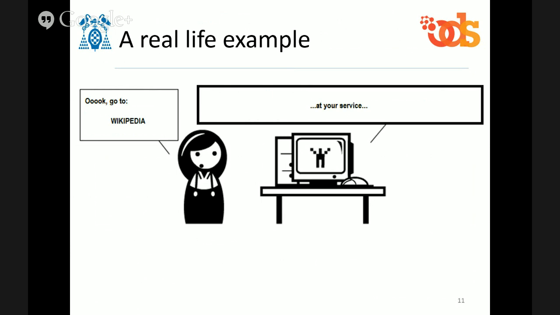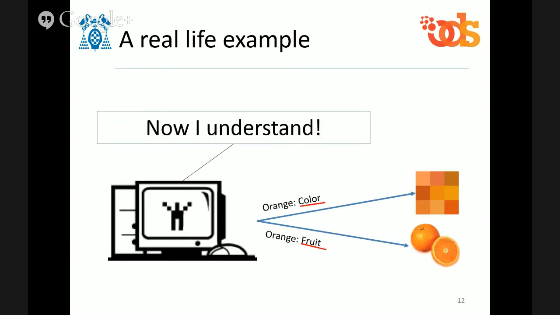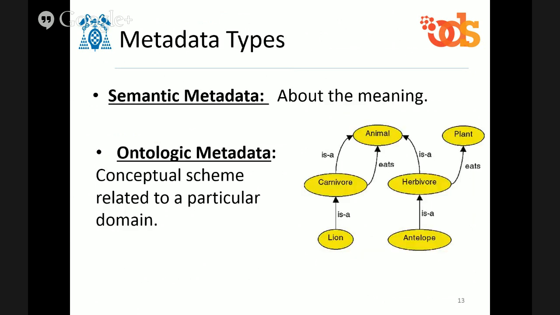What is happening here is that the system does not know the difference between the word orange as color, or the word orange as fruit. But if we find a way to tell our system that orange could be a color or could be a fruit, and to tell the system, okay, we are looking for orange, but orange as a fruit, which means using metadata, then the system will be able to understand and to produce better results. And that's the main use of metadata.